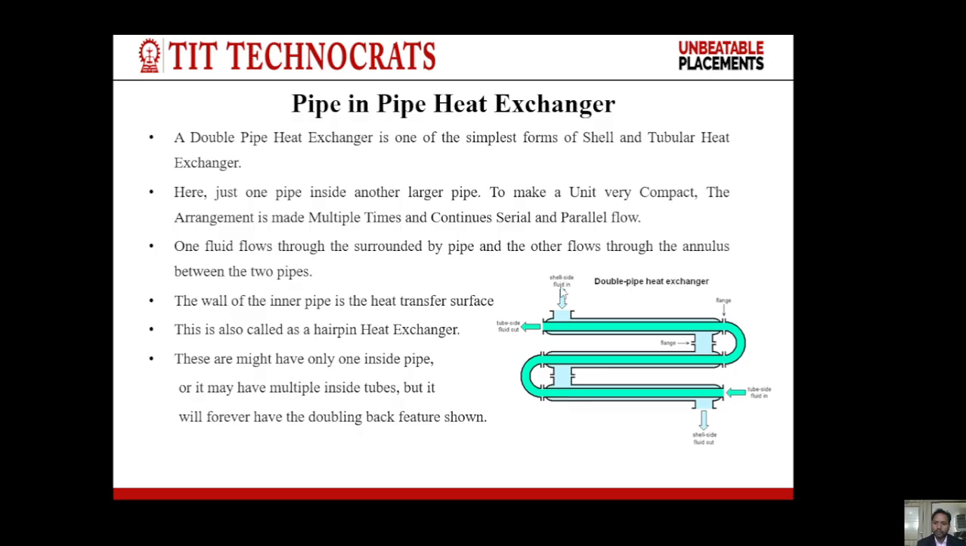Here shell side fluid flows in and out, and here tube side fluid flows in, and the shell side and tube side fluid flow out. So this is the shell and tube type heat exchanger. And here in pipe in pipe, it means one pipe is inside another pipe.